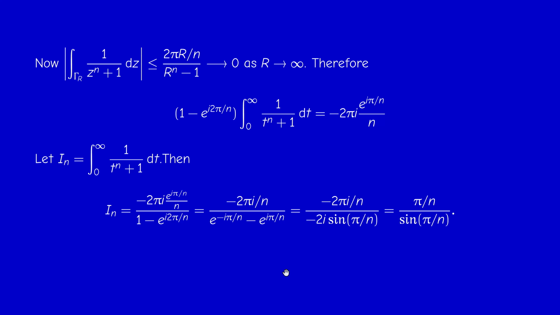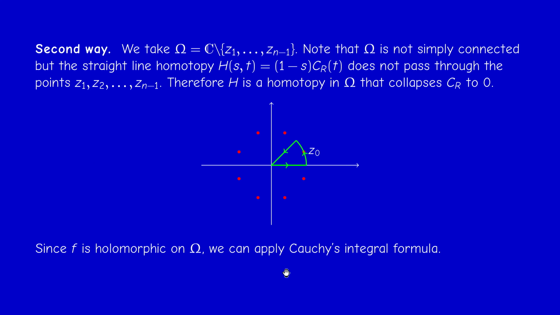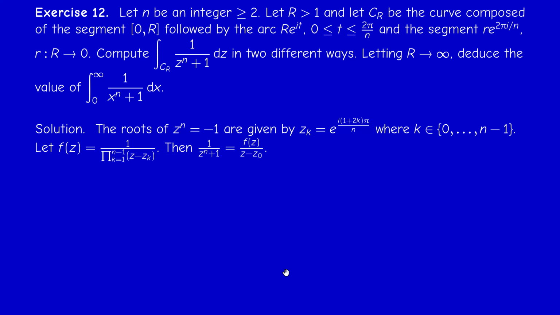So this concludes exercise 12. I hope so. This is a classical strategy. Let me go back over it one more time. Okay, so I hope it's clear.